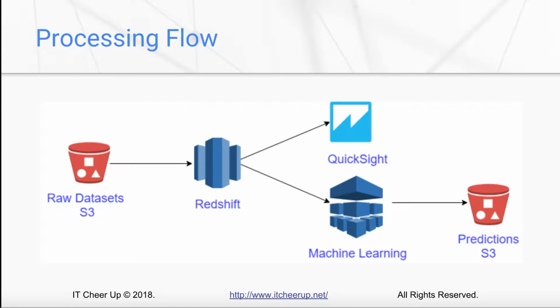Here is the processing flow diagram. After the data warehouse is launched on Redshift, load raw data from S3 to Redshift. Then set up a dataset to do analytics and visualization on QuickSight.